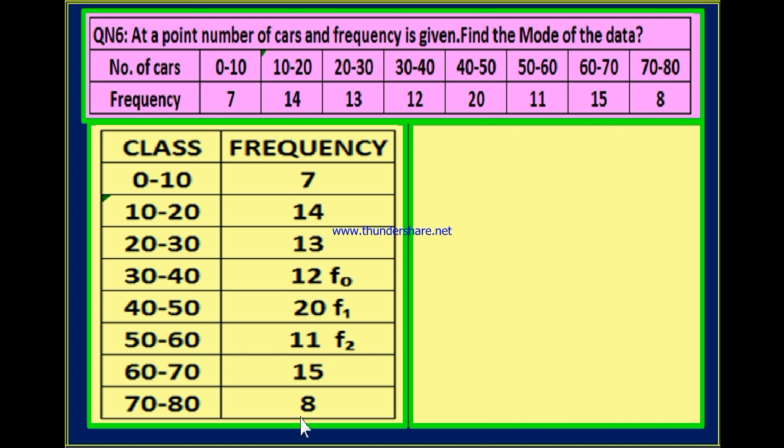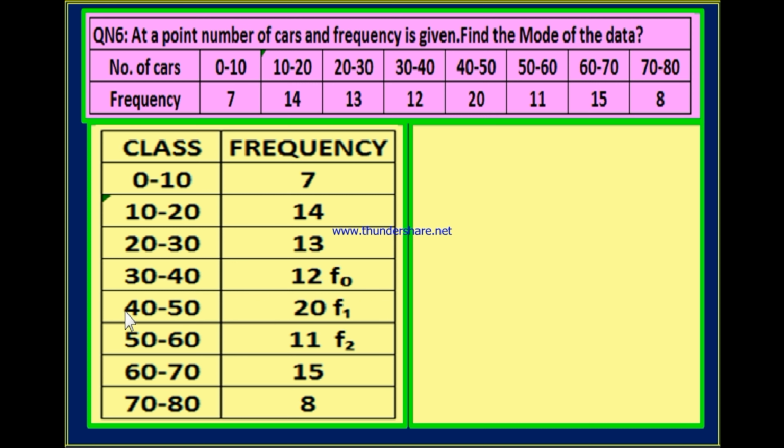After constructing this table, we pick up the highest frequency again. Here among 7, 14, 13, 12, 20, 11, 15 and 8, the highest frequency is 20. Therefore, this 40-50 class is called modal class, isn't it? The class in which the highest frequency lies is called modal class. Good. Now this is the modal class.